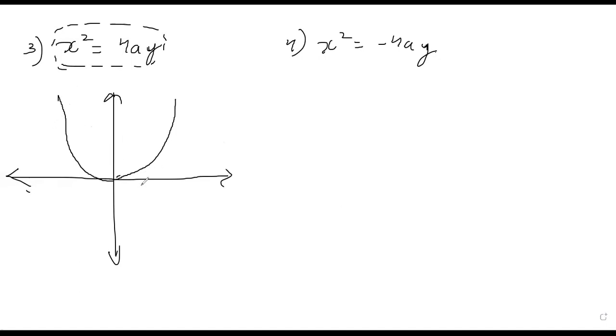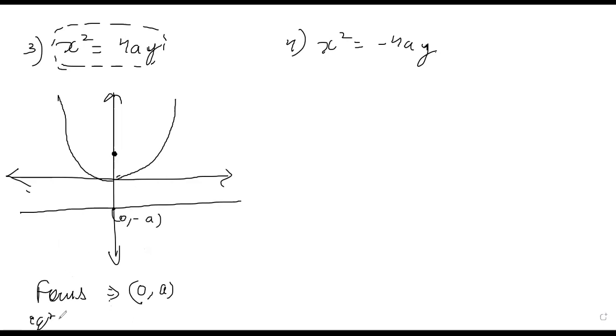Now tell me the focus of this parabola. What will be the focus? A. And what will be the coordinates of the focus? 0, A. And where will the directrix lie? Y equals minus A. The coordinate will be 0, minus a, and the equation of the directrix is y equals minus a. And where is the vertex of this parabola? It is again at the origin, right?